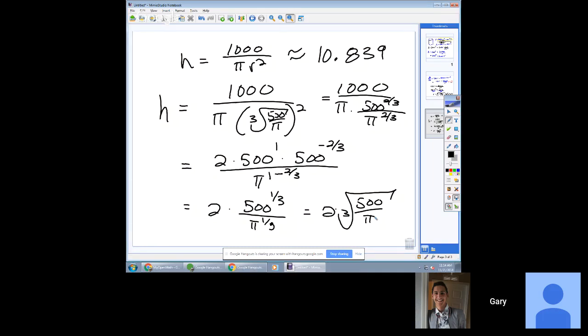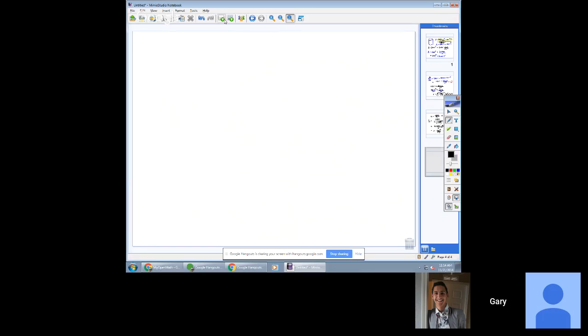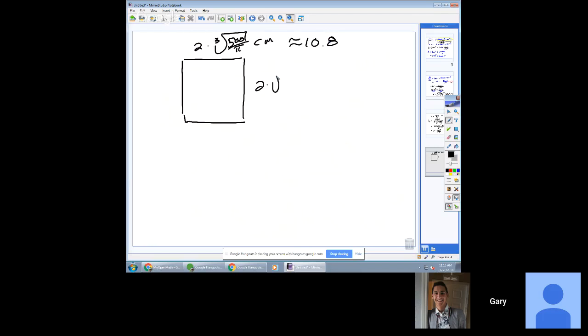Oh my gosh. Yes. The can we need, when you look straight on, is going to look like a perfect square because the diameter and the height are going to be the same. They're both going to measure 2 times the cube root of 500 over pi centimeters, which is about 10.8-ish. Is that what we calculated? And that's the same thing for the height of the can, 2 times that cube root.